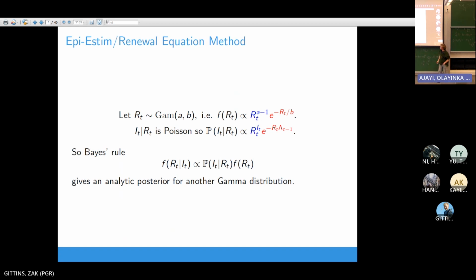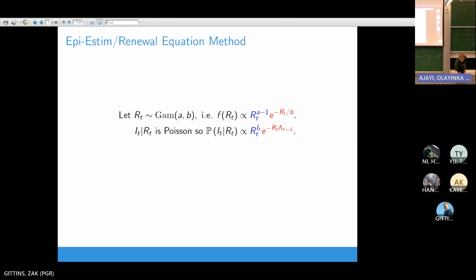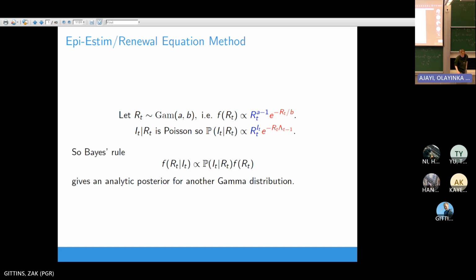I'm really just showing you conjugate priors. The key is letting R_t be a gamma random variable with shape and scale parameters a and b. Then the prior is proportional to this thing. I just showed in the previous slide that if I_t given R_t is Poisson, then that likelihood is proportional to this. You can tell, multiply them, and you're just going to get a gamma posterior. And you make a small edit to this when you look at smoothing windows, assuming that R_t is constant.